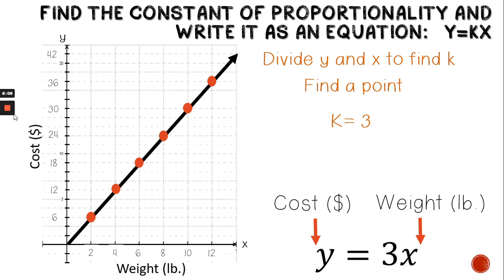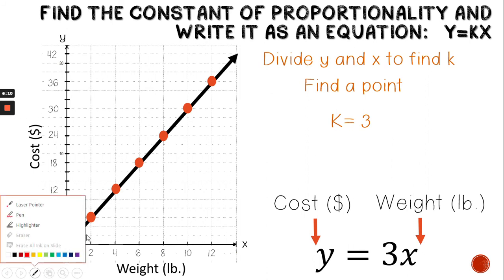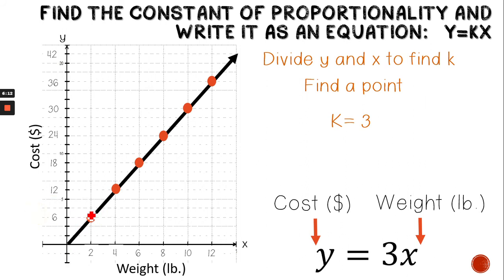So again, make sure that we're paying attention to this part right here. I took this and I said this is 2 and this is 6. But if I did this one and this was 12 and this was 4, I'm going to get that same answer. So I'm just going to take the y value and the x value and divide it.